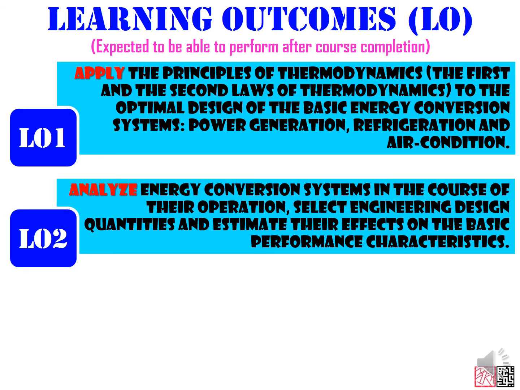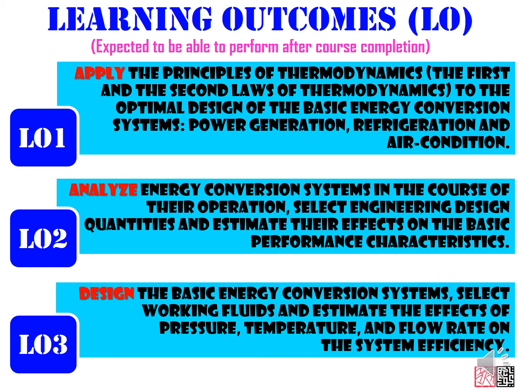In outcome number 2, you are expected to be able to analyze energy conversion systems in the course of their operation, select engineering design quantities, and estimate their effect on the basis of performance characteristics. And the last one, the third learning outcome, is you are expected to be able to design basic energy conversion systems, select working fluids, and estimate the effect of pressure, temperature, and flow rate on the system efficiency. So these are the 3 learning outcomes for the Thermo 2 subject.